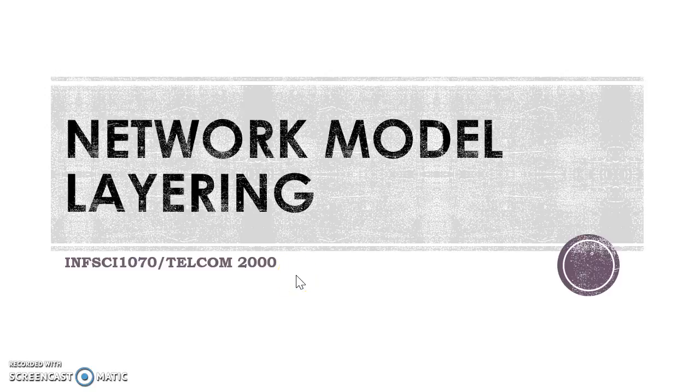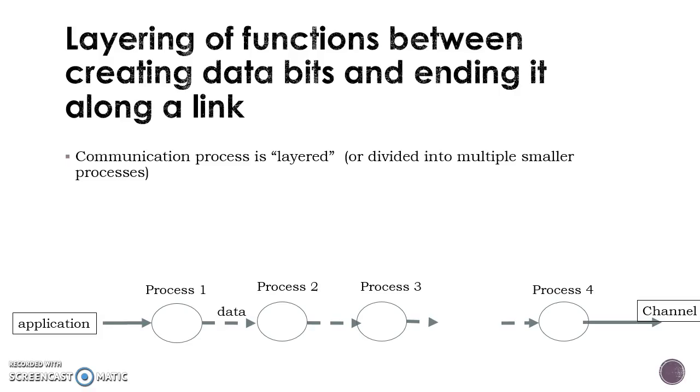Network model and layering. What are the processes required to prepare data for transmission on a channel? The network model contains layers that perform functions sequentially to get data ready to be transmitted along a channel. The communication process, the process of moving data from an application onto the channel, is layered or divided into multiple smaller processes. Each process accomplishes a specific set of functions. Data moves from one process to the next until it becomes signals and gets onto the channel.